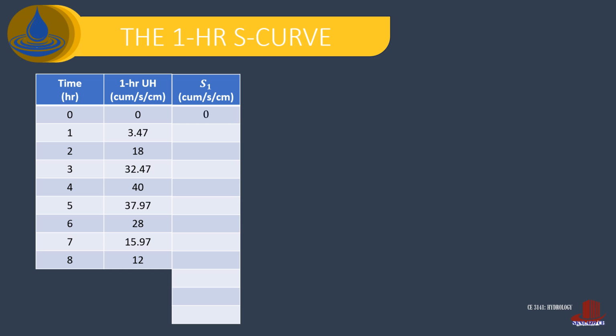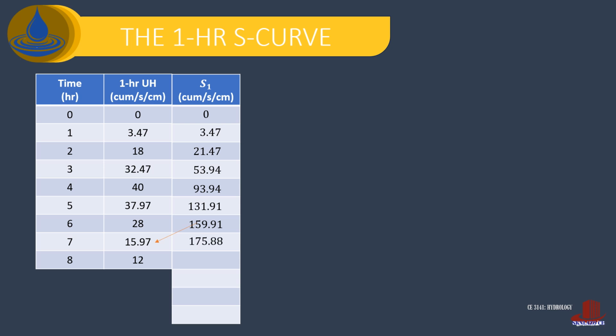The first entry is 0, then add 3.47 to make 3.47. Add 18 to get 21.47, and again add 32.47 to have 53.94. Next is 40 added to get 93.94. Then 37.97 to have 131.91. Next is 28 to have 159.91.